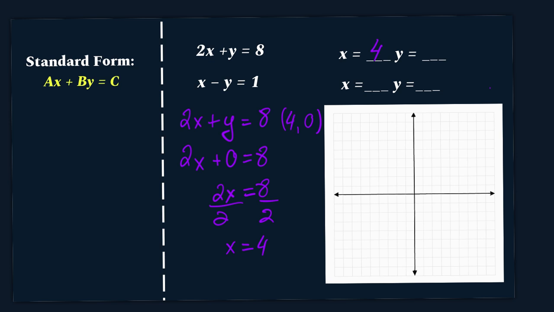Let's plot this point right here. So y is 0, x is 4. 1, 2, 3, 4. And that is our first point on the graph. Let's rewrite that point right over here so you can see. Okay. Now let's find the y-intercept, which means that x will be 0.